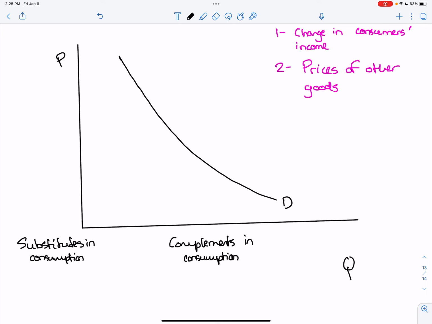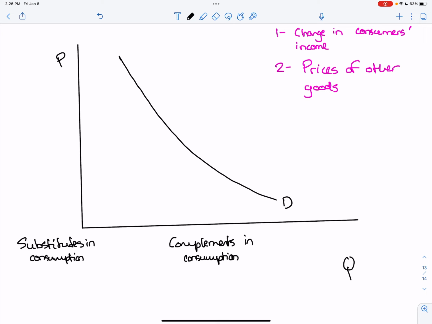Complements are the exact opposite, okay? You consume the two goods together if they are complements in consumption. So an example of complements in consumption would be hot dogs and mustard, right? Or burgers, patties and burger buns, right? Those two things are consumed together. Or beer and chicken wings, right? Two things that are consumed together. Those are complements in consumption.